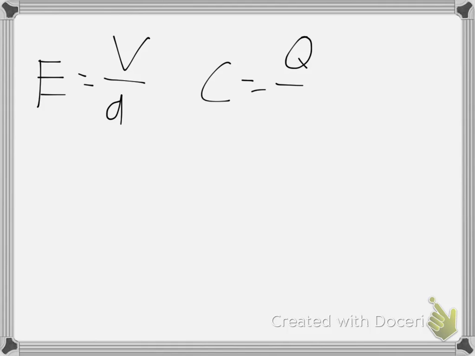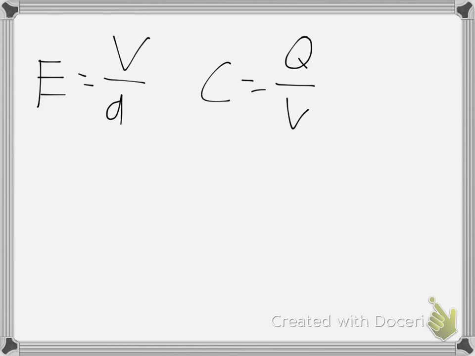Now, if you look at the formulas we did in class today, we did 3 formulas that talk about electric fields in parallel plate capacitors. The first one is that the electric field created between 2 metal plates, or 2 parallel plates, is equal to the voltage over the plates divided by the distance between the 2 plates. The second formula is that the capacitance of a parallel plate capacitor is equal to the charge held on the plates divided by the voltage across those plates.